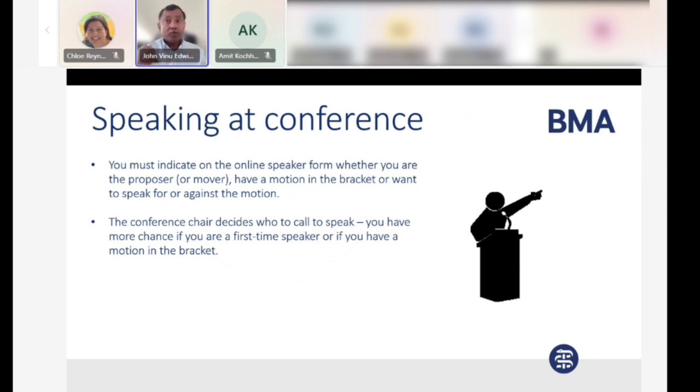Sometimes you might have three or four motions, not just a composite. If the first motion is taken up, say for example, 1A, 1B, 1C, your motion might not be the first motion up on the agenda, and you might not be able to be called as a proposer. So you're speaking for the motion or against the motion, depending on how far down the 1A, 1B, 1C your motion is.